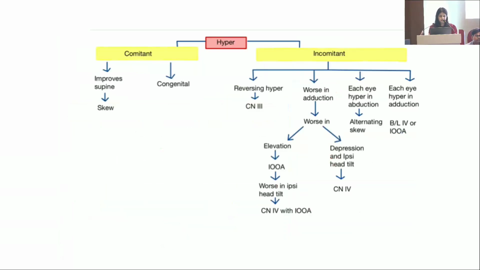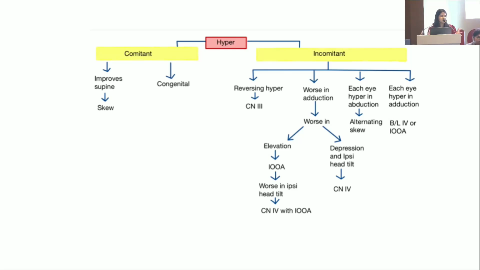Coming on to the vertical deviation, if there is hyperdeviation which is comitant, then it can be congenital, or if it improves in the supine position, then it is a skew deviation. For incomitant, reversing hypertropia is seen in third nerve palsy. If it is worse in adduction and elevation, then it is inferior oblique overaction. If it is worse in adduction and depression, then it is fourth nerve palsy. In chronic cases, we can see bilateral inferior oblique overaction with the fourth nerve palsy. If each eye is hyper in abduction, it is alternating skew, and if each eye is hyper in adduction, it can be bilateral fourth nerve palsy with inferior oblique overaction.